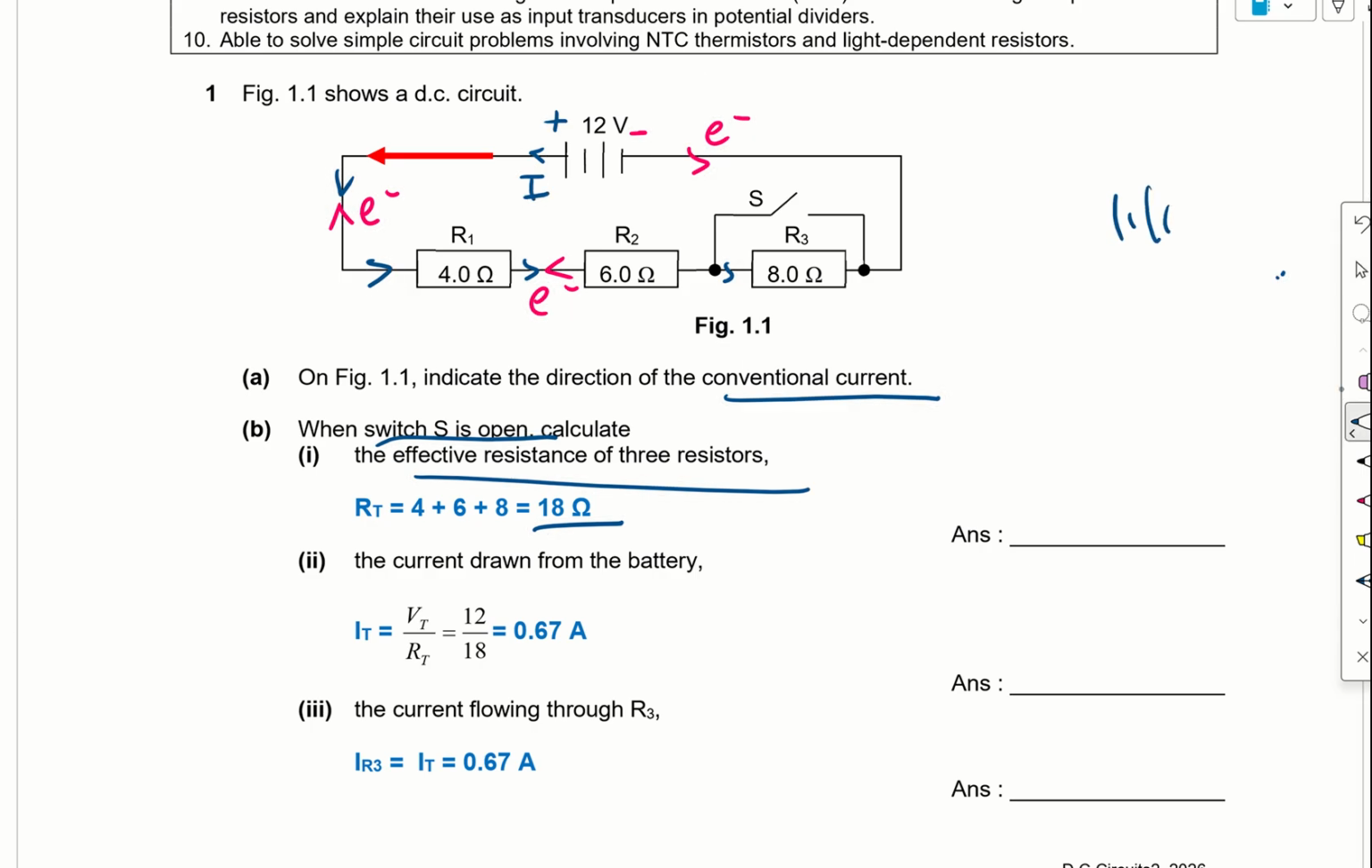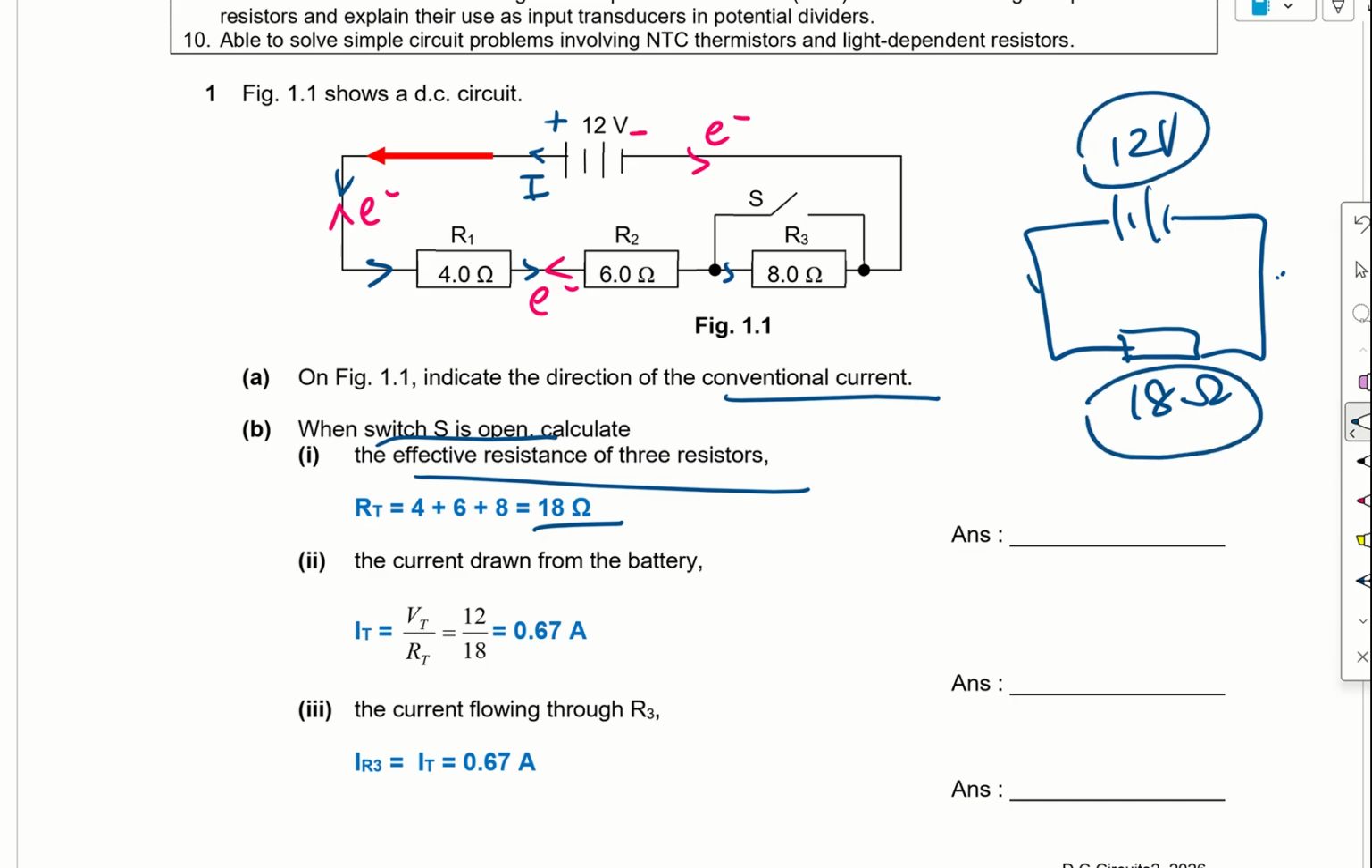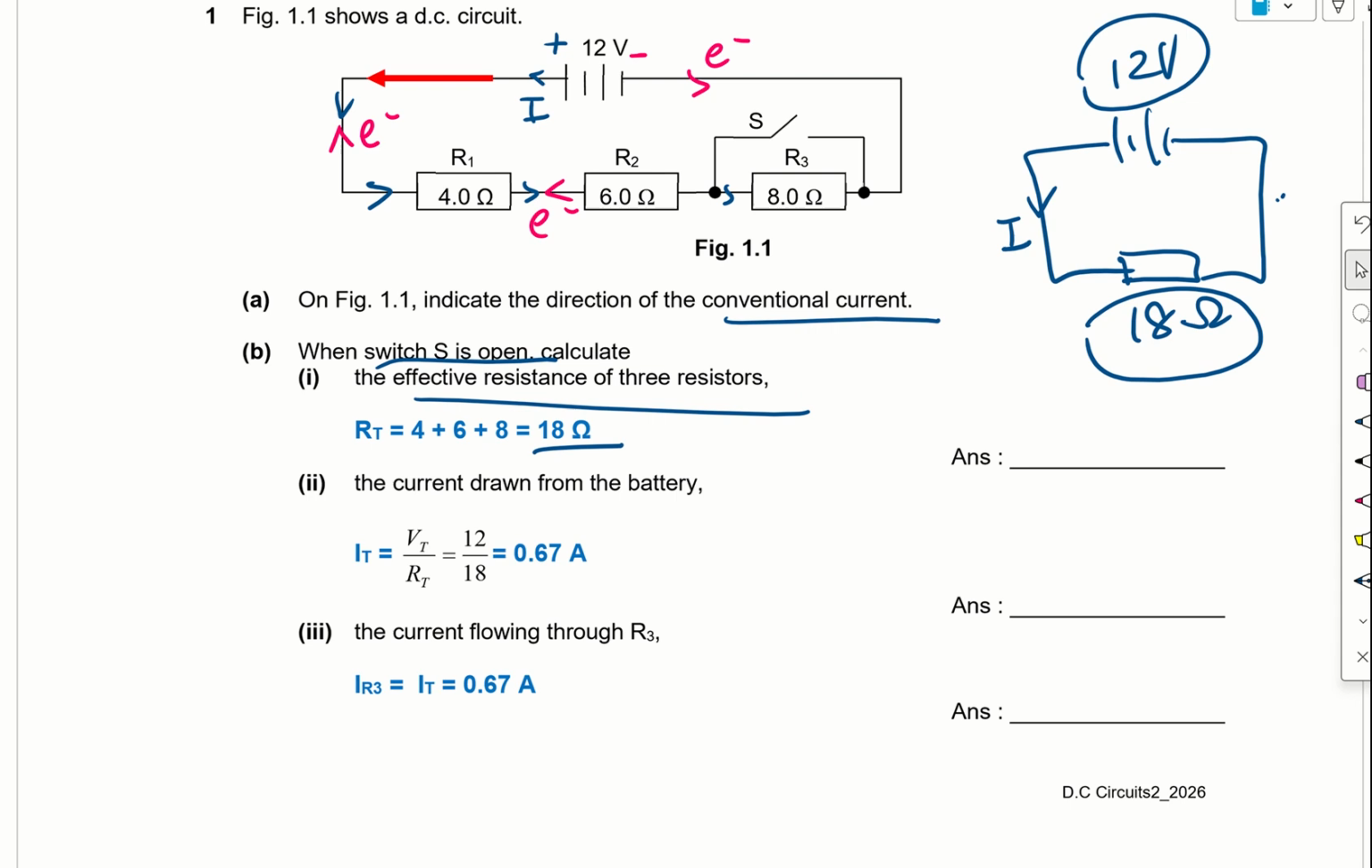Then part 2, calculate the current drawn from the battery. So if I were to withdraw the effective resistance as 18 ohms, I keep this 12 volts. Then this is my V, this is my R. I can actually find my I. So V equals IR, I get 0.67 ampere.